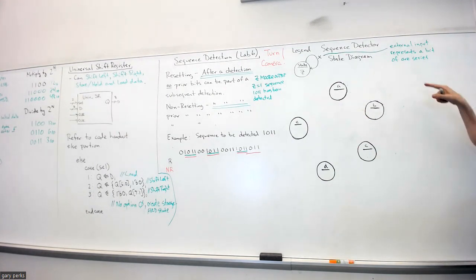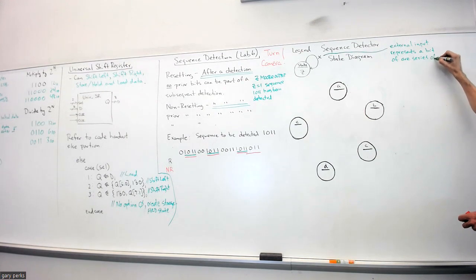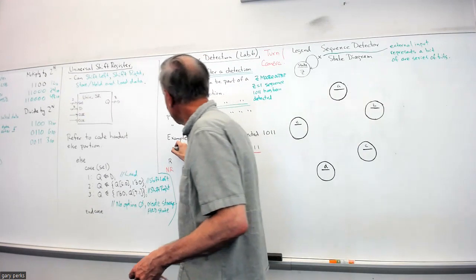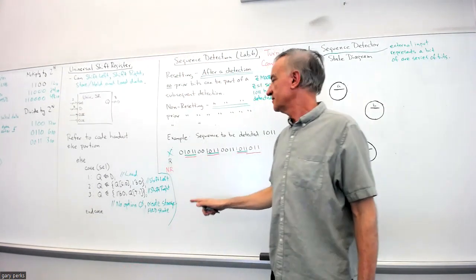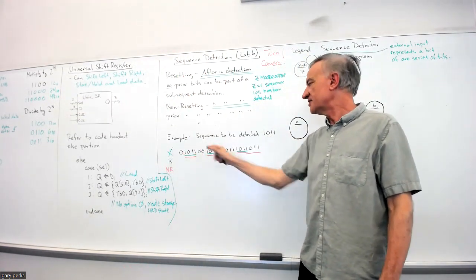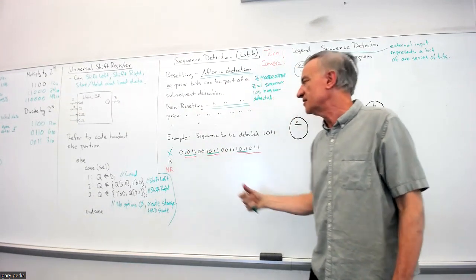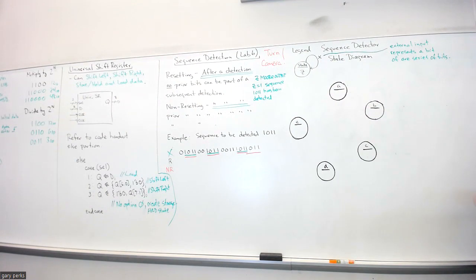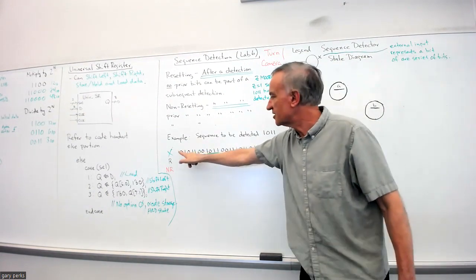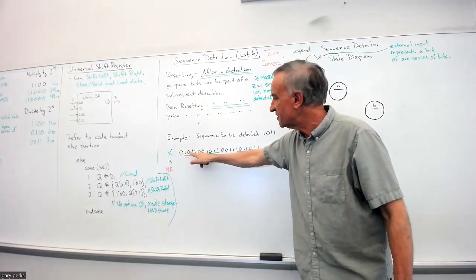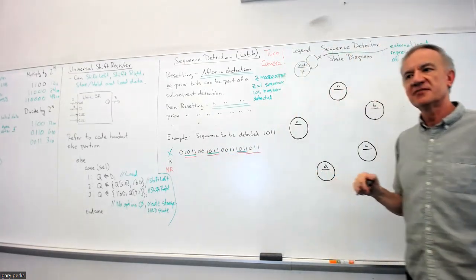So thanks. All right, so this external input represents a bit of the series of bits. So in this example here, this is X. It's the series of bits that we're looking for the sequence in. So our X would be changing, like it would be 0, then 1, then 0, then 1, then 1, and so on.